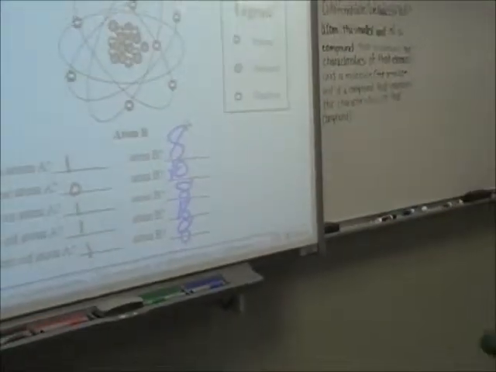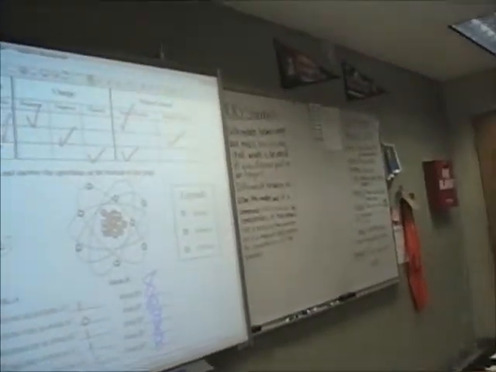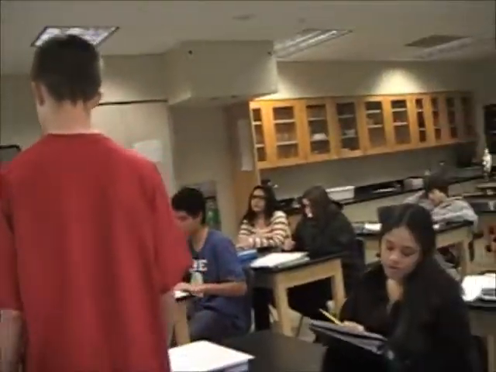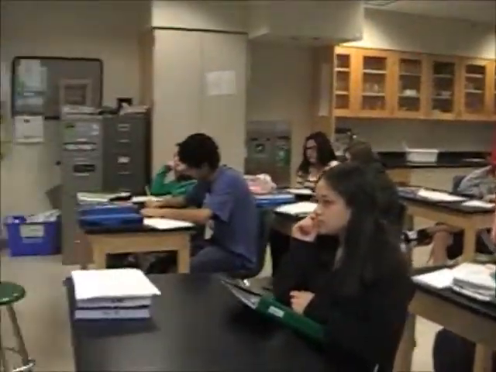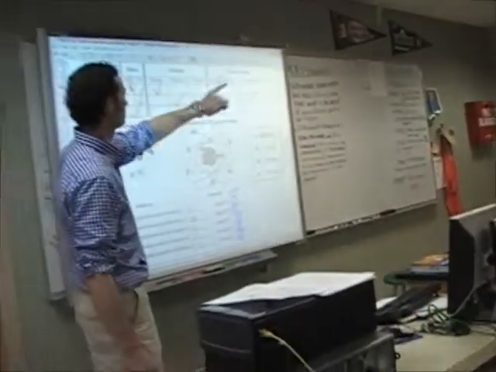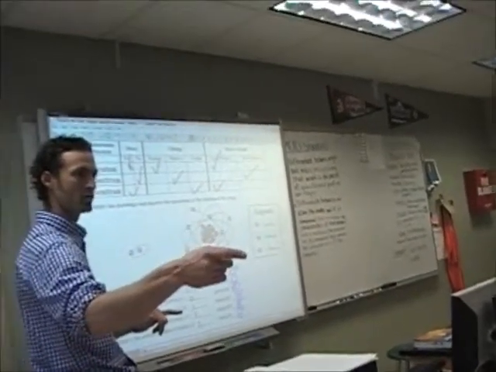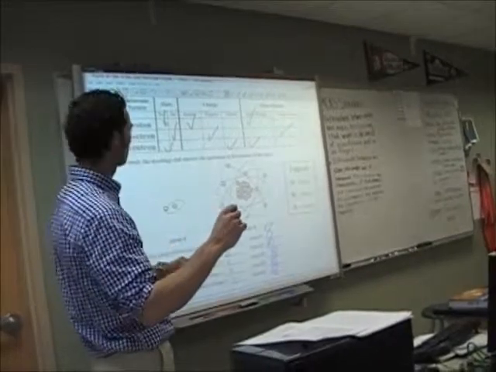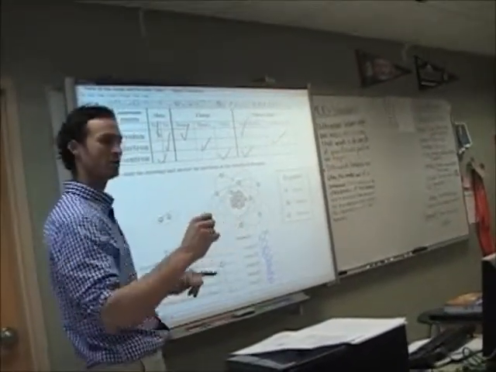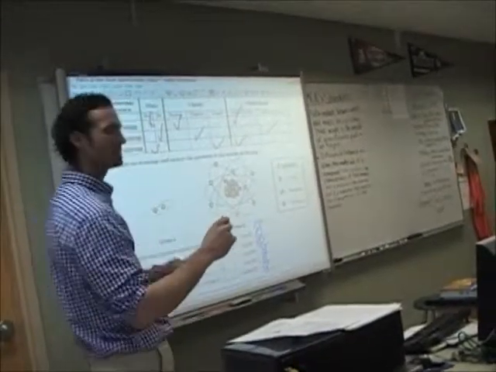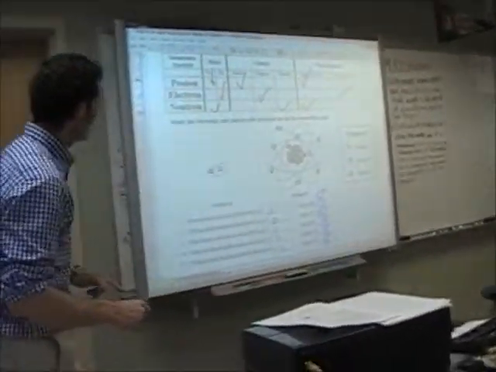Cool. Alright. Who did protons? Jack, does it have a mass? Yes. Is it positive, negative, or neutral? Positive. Is it inside the nucleus or outside the nucleus? Inside the nucleus. Electrons, Anya. Mass? No. Charge? Negative. Inside or outside? Outside the nucleus. Neutrons. Gloria. Mass? Yes. Charge? Neutral. Inside the nucleus or outside? Inside. Great.